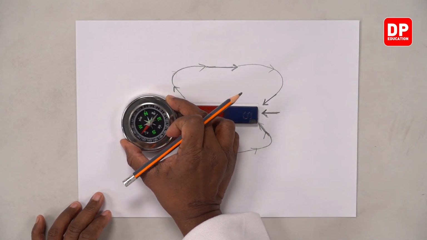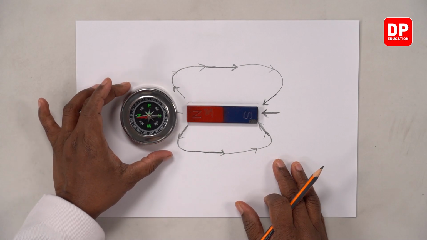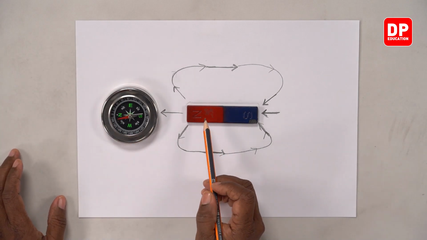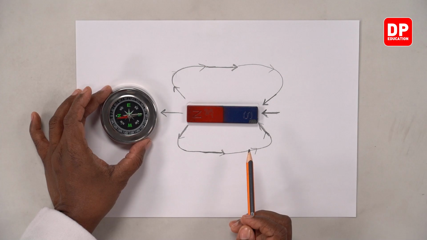Now just to confirm our observation, if we look at the field, now here you can see. Now the indicator, we will wait till it settles down.